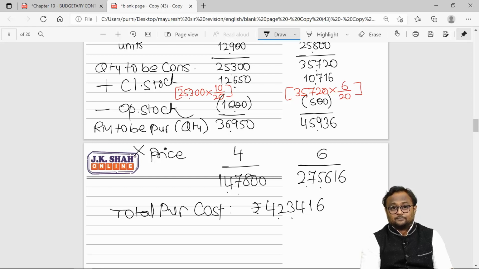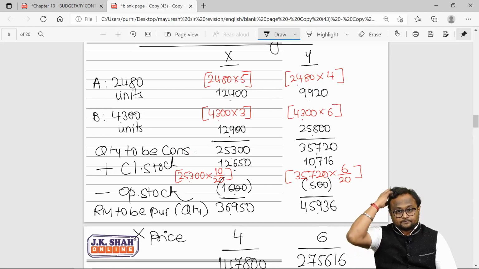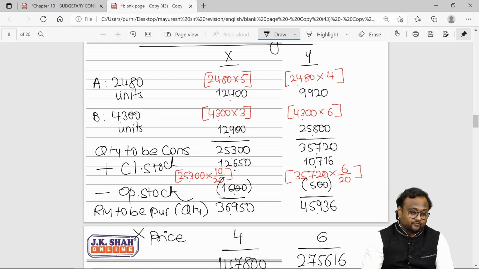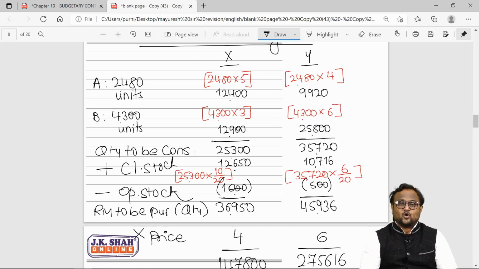This is what we have. Is that part clear? So we first found out quantity sold, then we found out quantity to be produced. On the basis of quantity to be produced, we found out raw material quantity to be consumed, and based on that we calculated purchase.